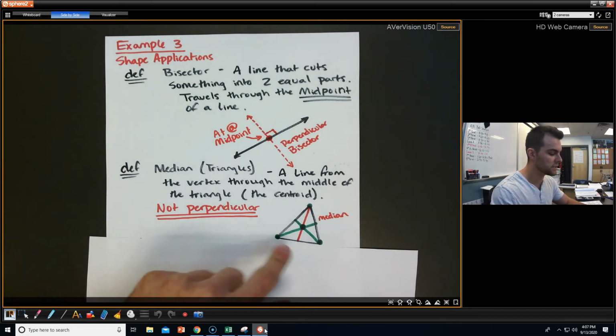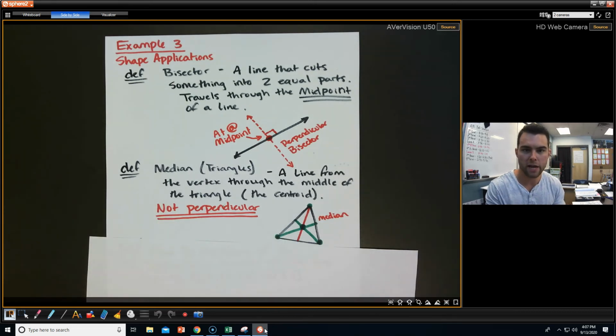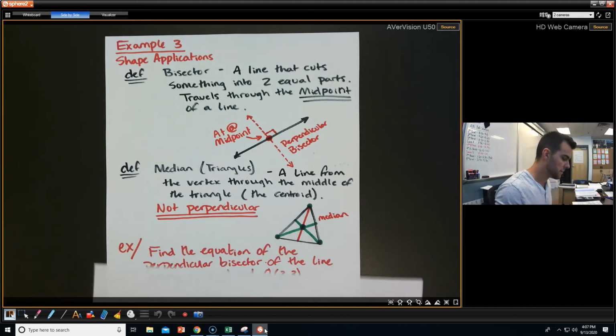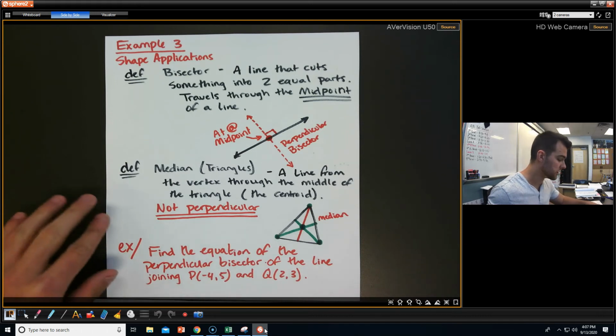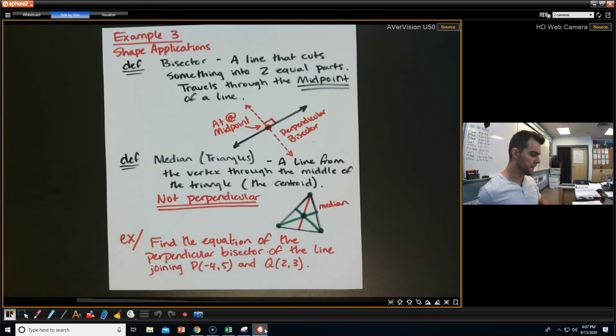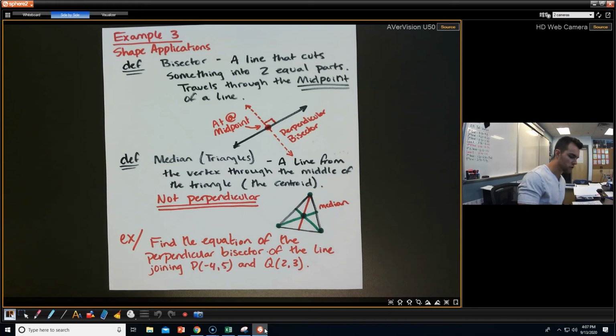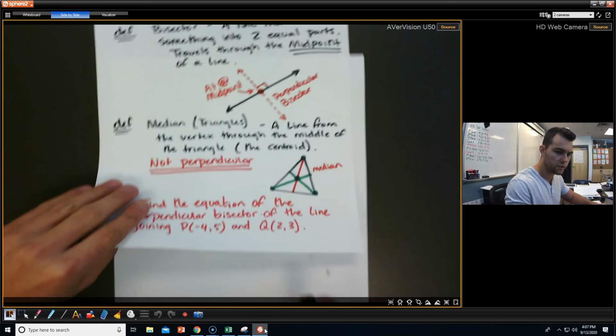And this does not act the same way as a bisector. It's not going to make this perpendicular. It will not. I just wanted to make that clear too. Now here's our example, here's our application. Find the equation of the perpendicular bisector of the line joining P (-4, 5) and Q (2, 3). Alright, let's do that.